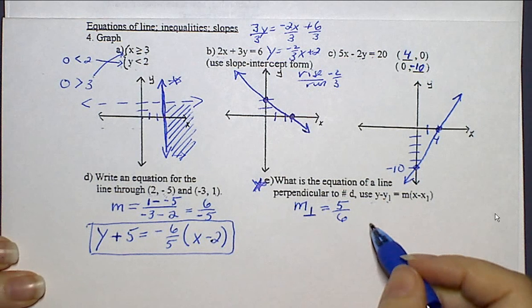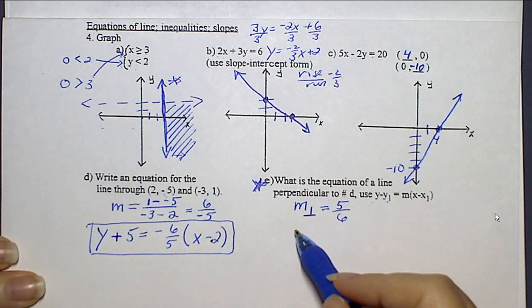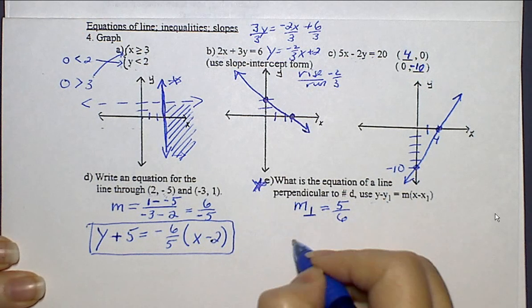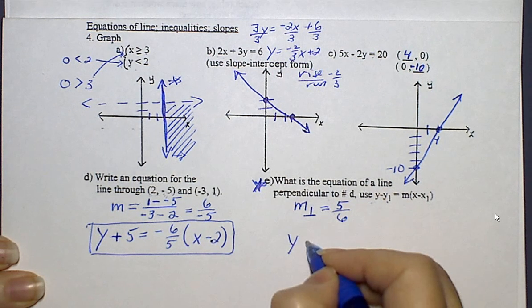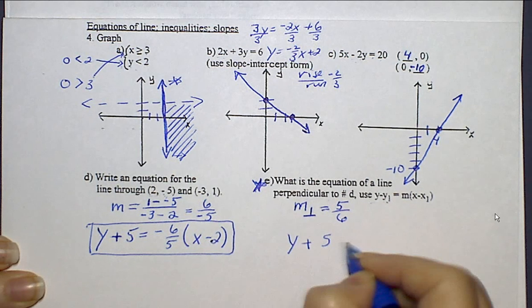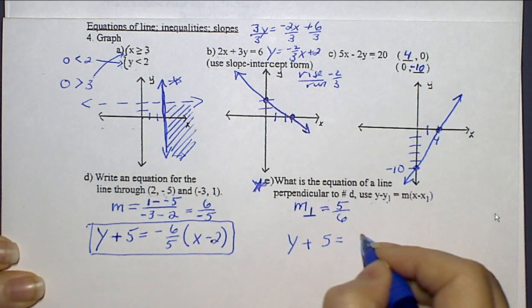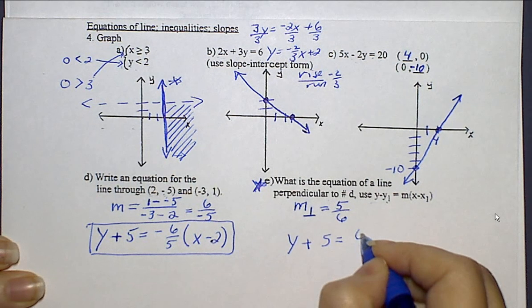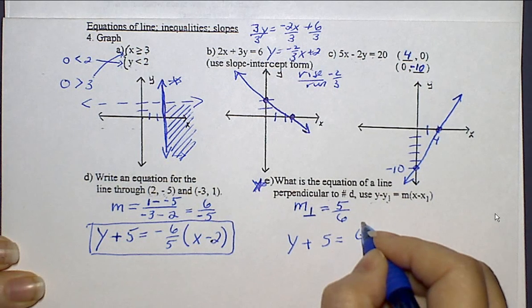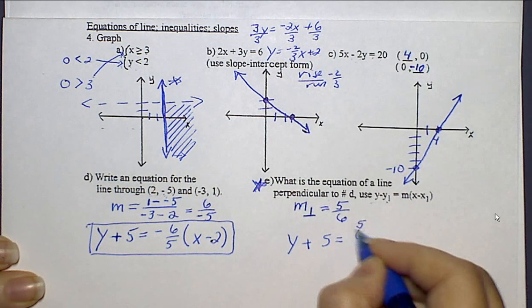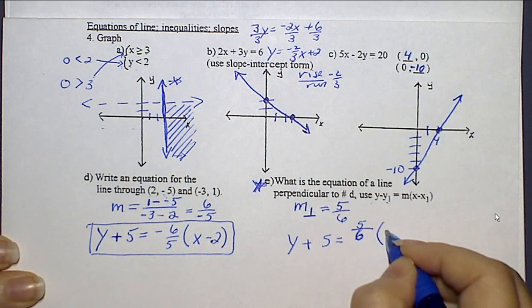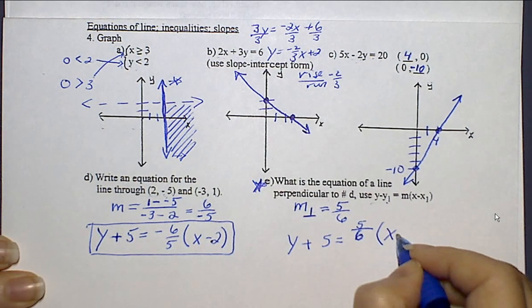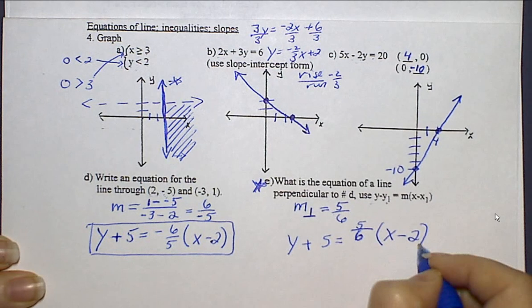So here we have y minus y1. So again, I'm just going to use that first point. You could have used either one. So it'll be y plus 5 is equal to my 5/6. Sorry guys, 5/6 times my x minus the 2. And that's our answer.